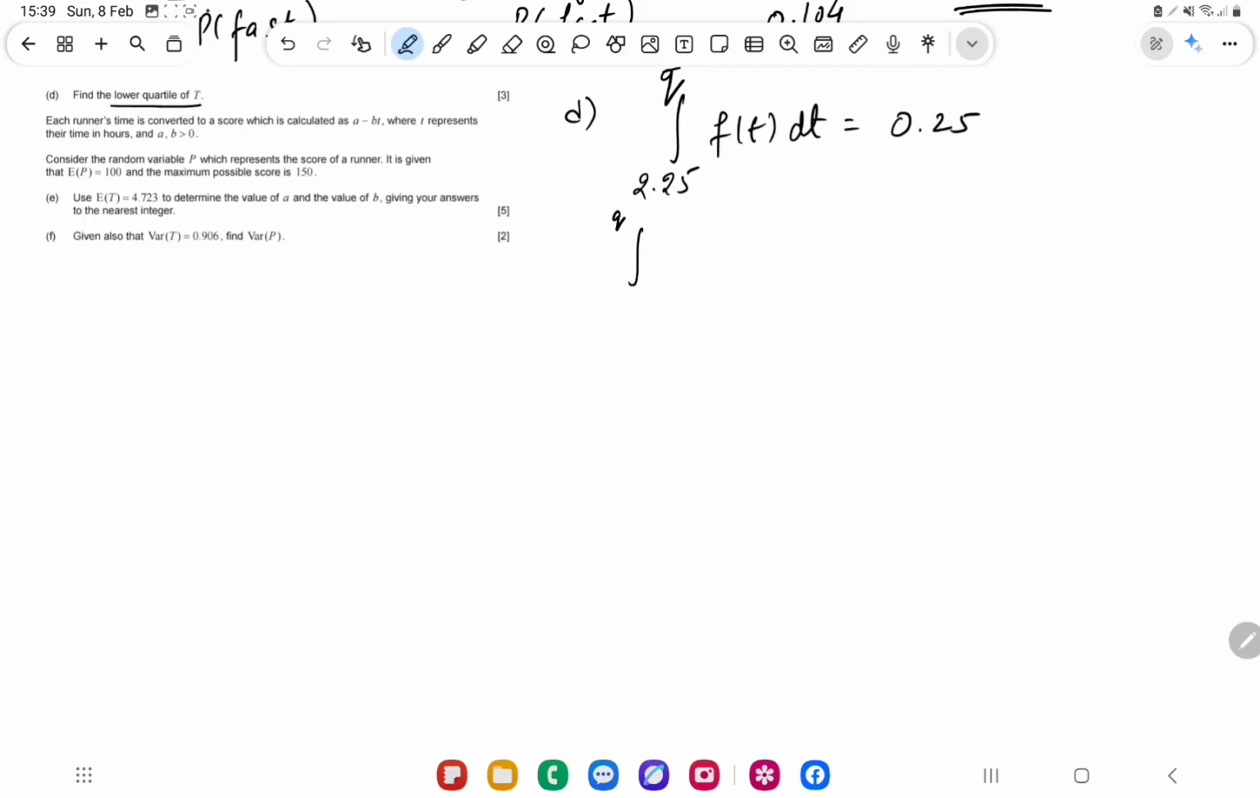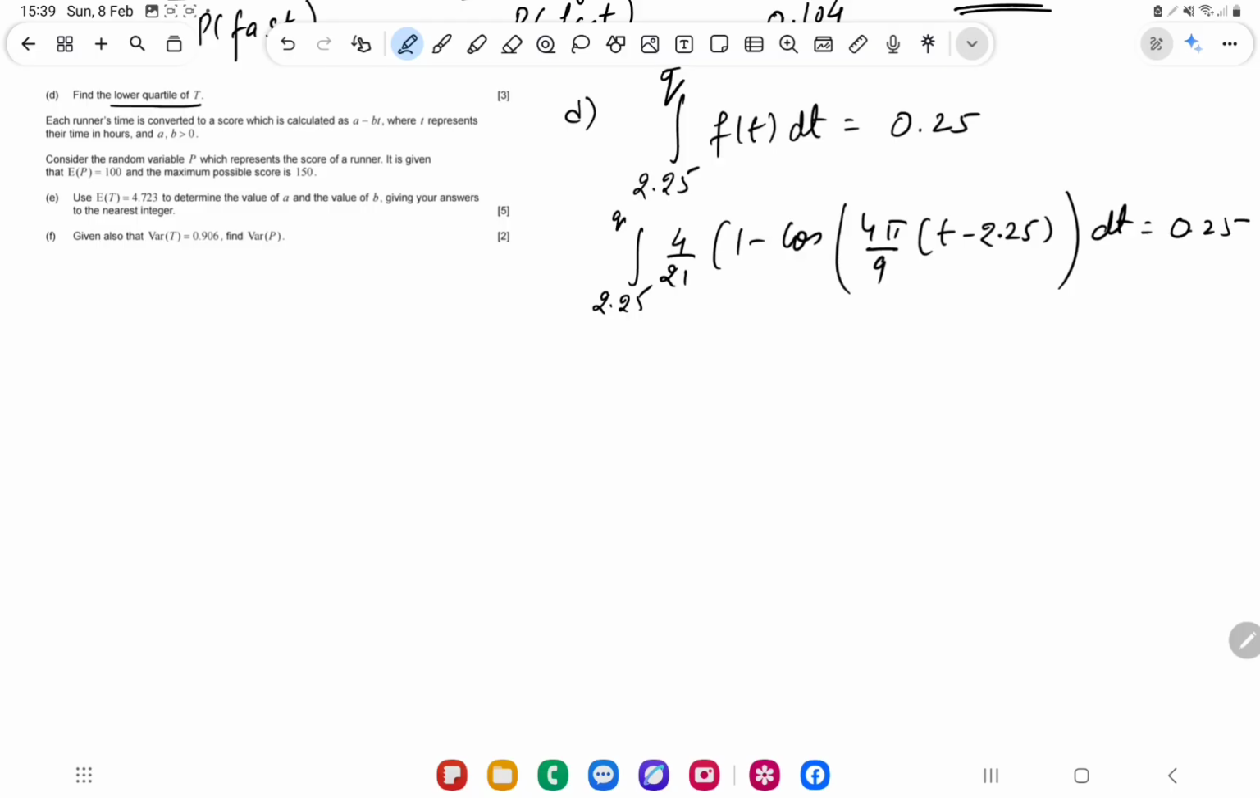So if I put my function, which is 4 by 21, 1 minus cos 4 pi by 9 T minus 2.25, and this is given to me as 0.25. Using nsolve in your GDC, I can write my answer as Q value as 4.01. So this is the lower quartile.